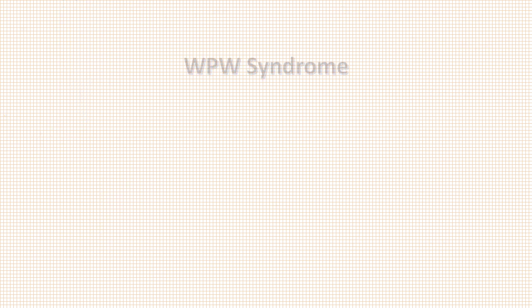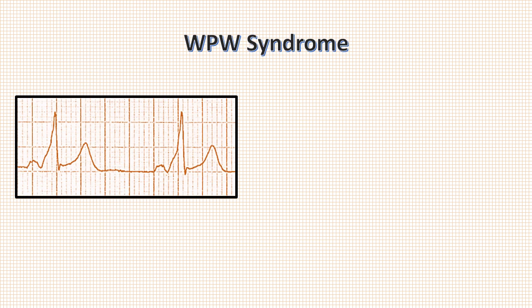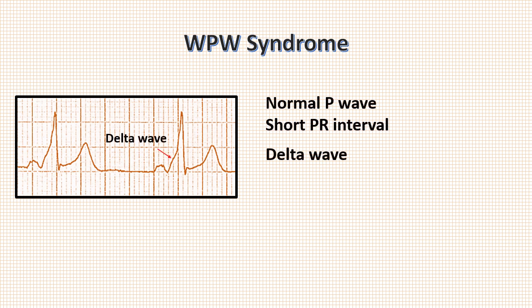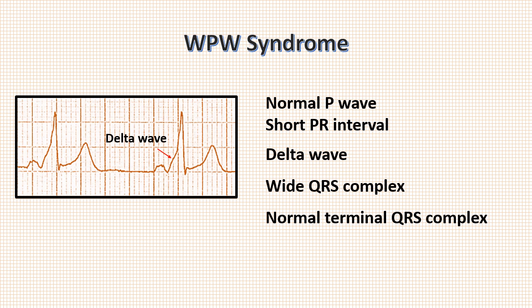So in short, in WPW syndrome, the following changes are noted. First, short PR interval. Second, delta wave, which is slurred initial upstroke of QRS complex. Third, normal terminal part of QRS complex. And fourth, widening of QRS complex.